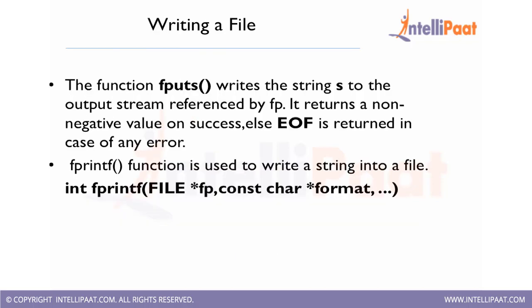Writing into a file, the function fputs is used. fputs writes a string to a file, or to an output stream referenced by a file pointer. It returns a non-negative value on success, or else it returns end of file in case of any error. So if any positive value is returned by the fputs function, that means we are successful in writing our data to the file pointer. If we get any error, then we will be getting a negative value or EOF.